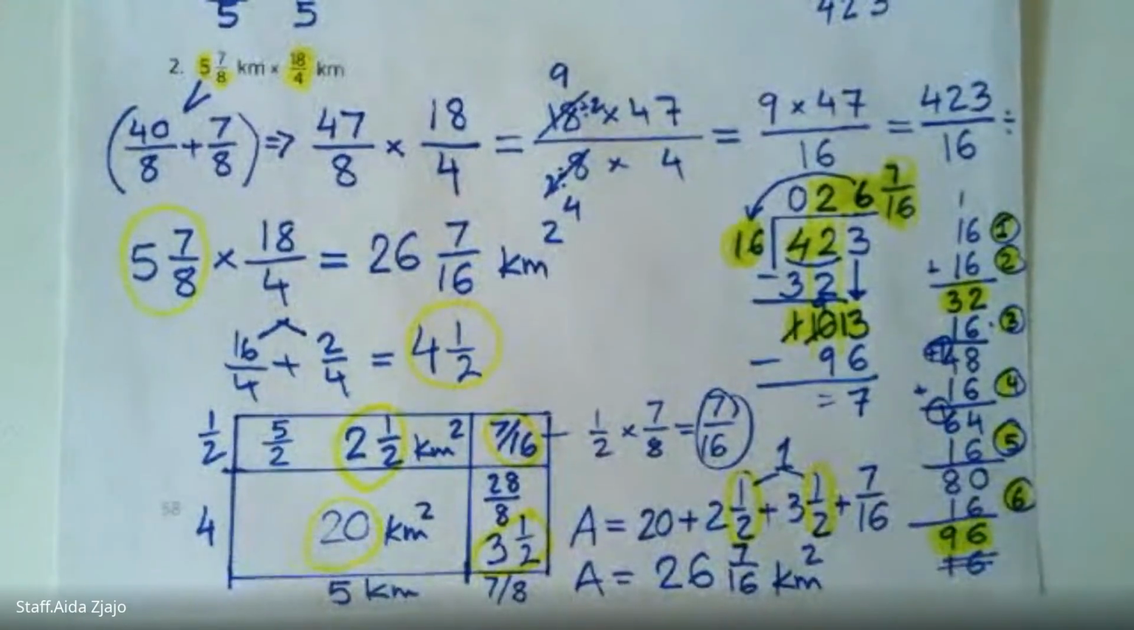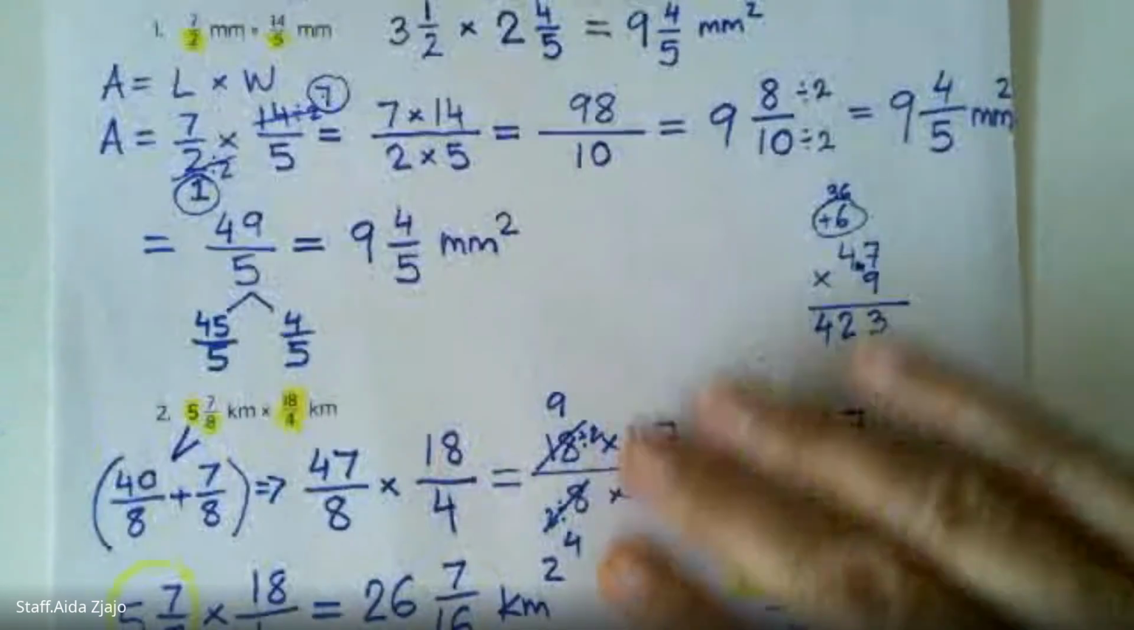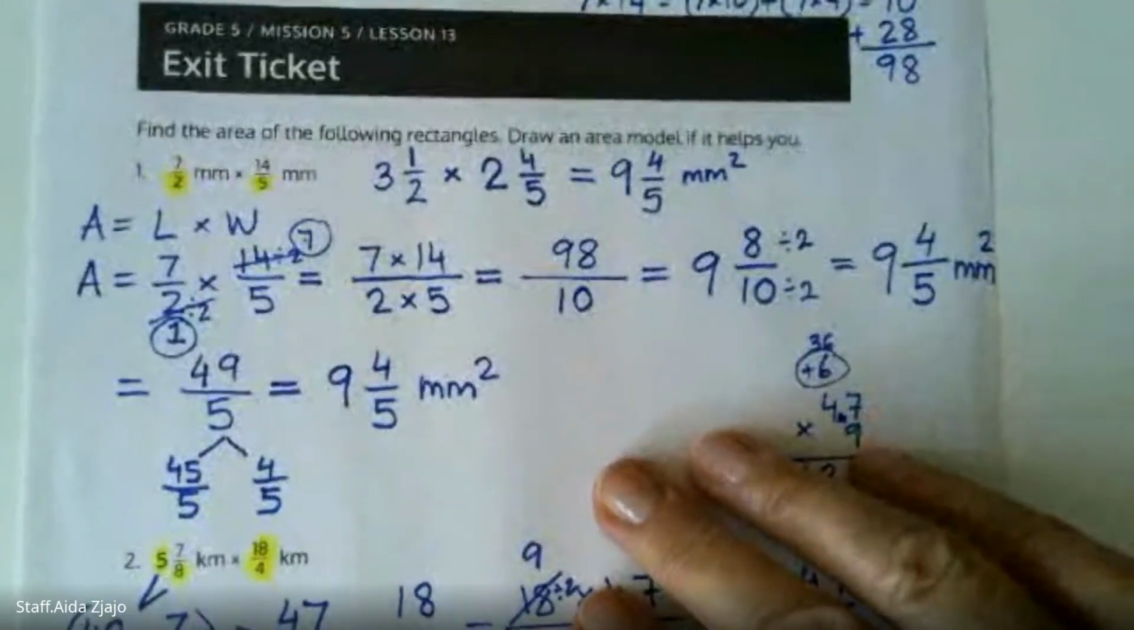This was exit ticket grade 5 mission 5 lesson 13, and it is problem number 2, and then this was problem number 1.